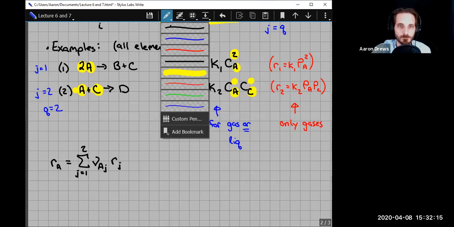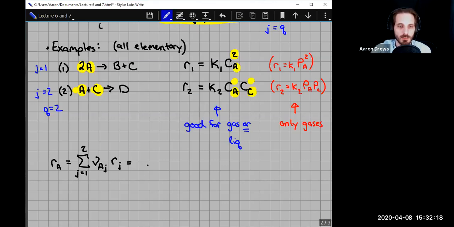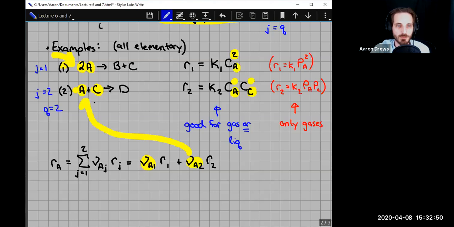What that means, if we write that sum out, is stoichiometric coefficient of A in 1 times R1 plus stoichiometric coefficient of A in 2 times R2. Now we substitute in our stoichiometric coefficients. So the stoichiometric coefficient of A in reaction 1 is 2. Right, so we'll have a 2 for this one. The stoichiometric coefficient of A in reaction 2 is this one. So it's going to be a -1.